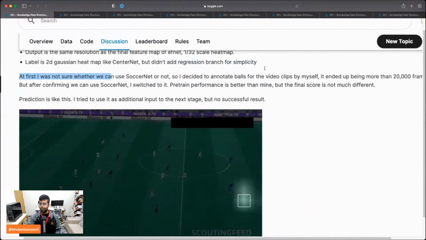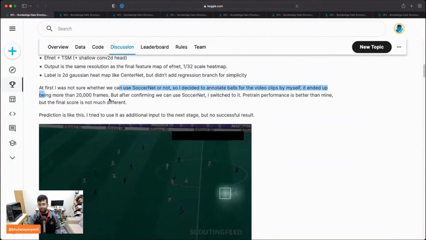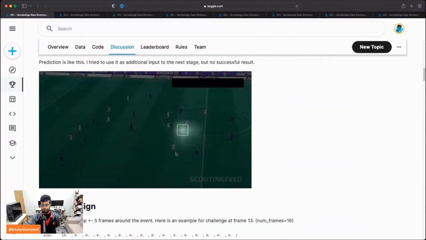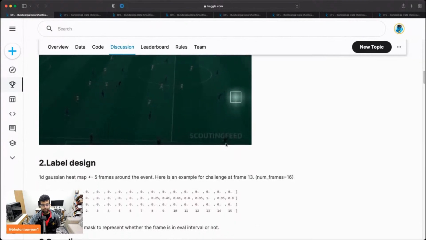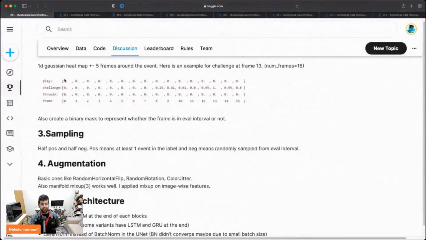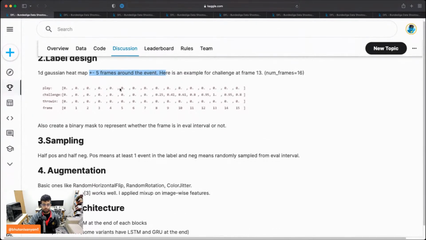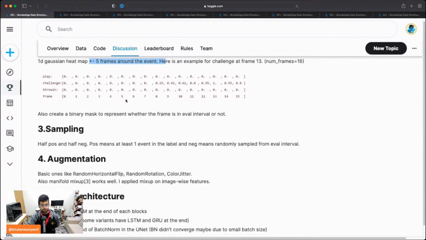At first, he had annotated the images himself, but it ended up being a lot of frames, so he just ended up using SoccerNet. And this is what the results end up being like. You can see that the ball is identified nicely. The labels are designed like so. So he used a 1D Gaussian heat map plus minus 5 frames along the event. He shows an example here.